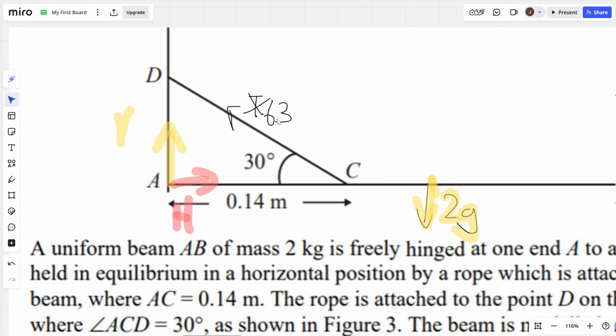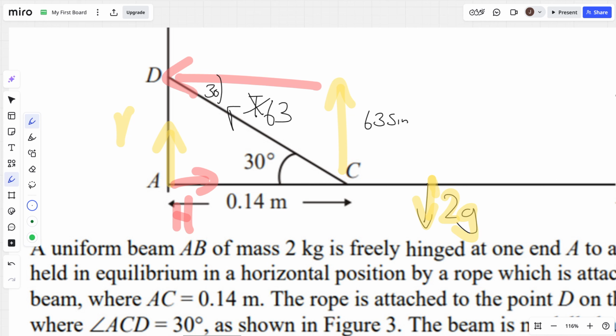What I'll do then is I'll break this 63 up. So I'm going to use my colors. If that's the vertical part and that's the horizontal part, 30 is the same as this angle here. So this is sine 30 because it's opposite. So 63 sine 30 and 63 cos 30.